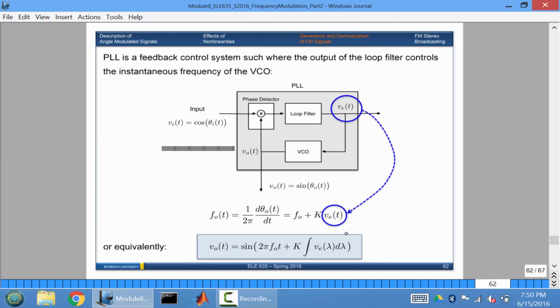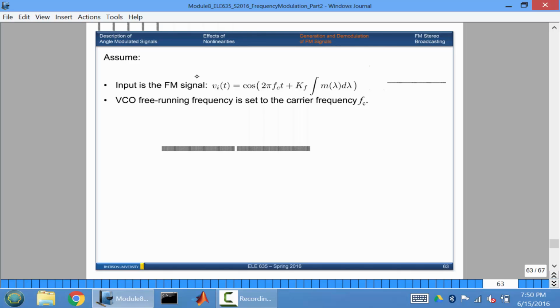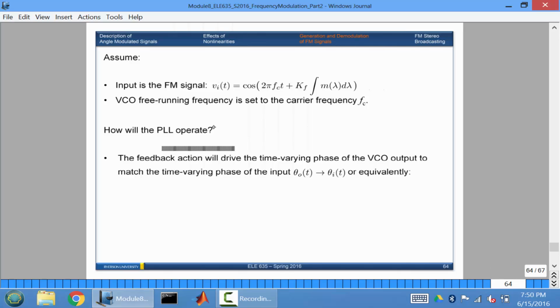Okay. But the point here is that this is the instantaneous frequency. If you want to get back the original message, you just integrate. So what exactly does this actually mean? This is the input signal that's coming in, right? Remember, you have your frequency modulated wave, and this is what the message signal would be. And then you have a free running frequency, which is set to the carrier frequency of the frequency modulated signal. So you want to make sure that you set the local oscillator to match whatever the carrier frequency would be.